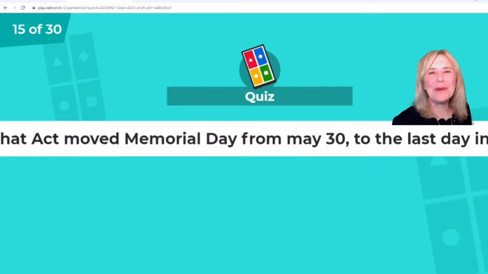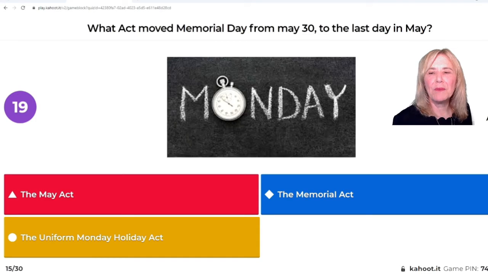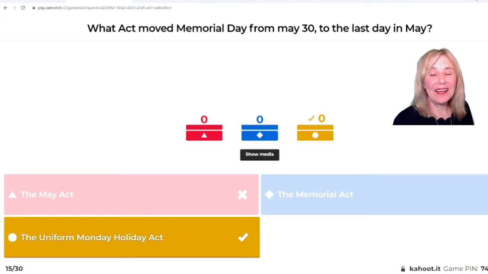All right, here we go with question number 15. What act moved Memorial Day from May 30th to the last day in May? Was it the May Act, the Memorial Act, or the Uniform Monday Holiday Act? Actually made it a holiday. Yes, if you guessed the Uniform Monday Holiday Act, you guessed the right answer.